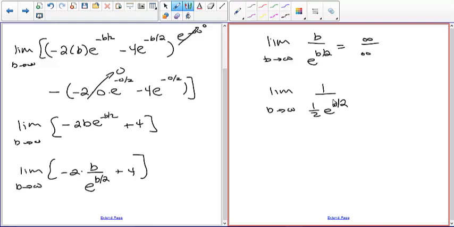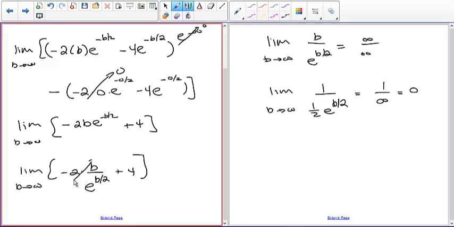So now it's not indeterminate anymore because the numerator is 1, which is a number, and the denominator is e to the infinity, or infinity over 2, which is still e to the infinite power. So when you plug infinity into the denominator, you'll get infinity. So you get 1 over infinity, which is 0. So this term goes to 0 as well. So the answer is 4. So the area underneath that curve is finite, and it's equal to 4.